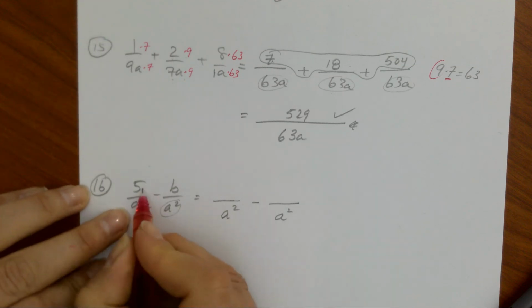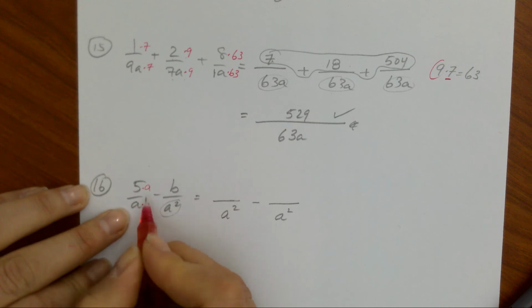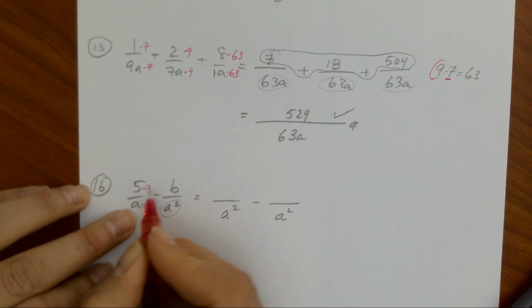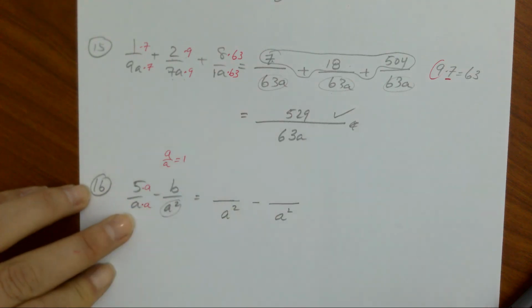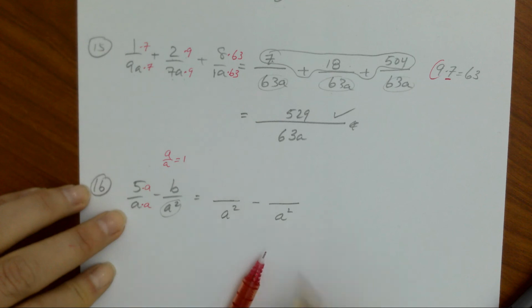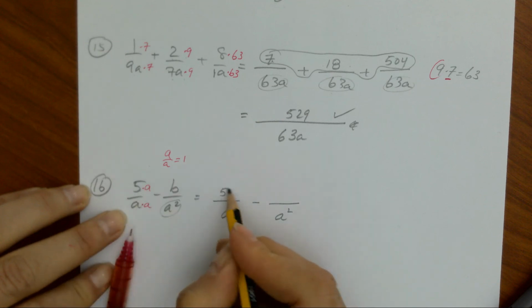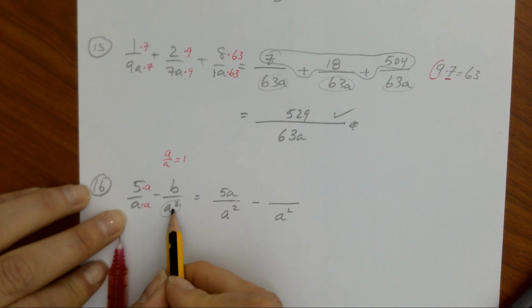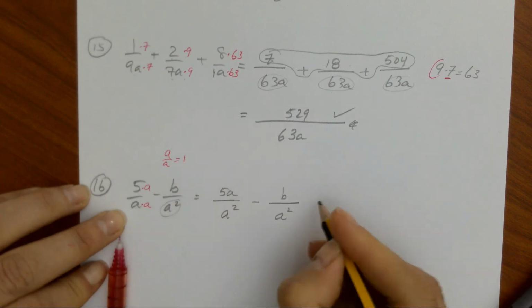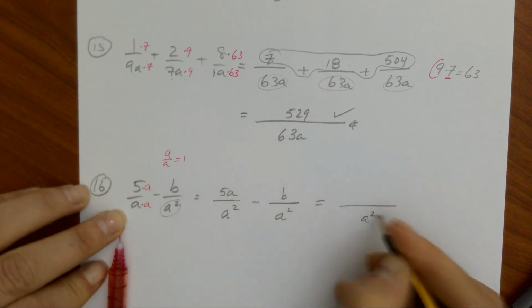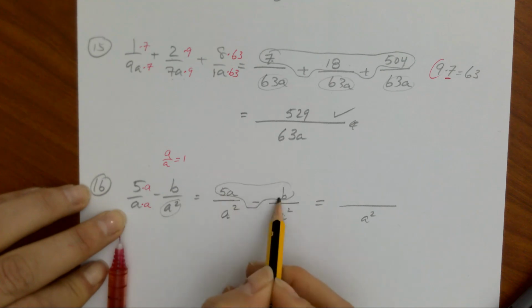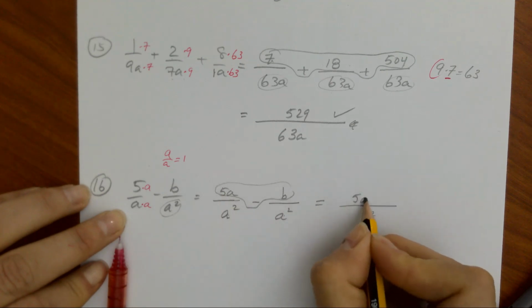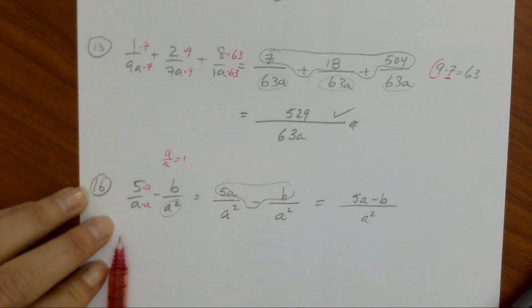But whatever I do to the bottom, I have to do to the top. Because a over a is equal to 1, I'm really multiplying this by 1. So a times a is a squared, 5 times a is 5a, and because this is already a squared, I don't have to do anything, I just put the b there. Now I can join them together, because they have a common denominator, but because this is an a and this is a b, we can't combine them, we have to write them beside each other, like that. Plus, we are done.